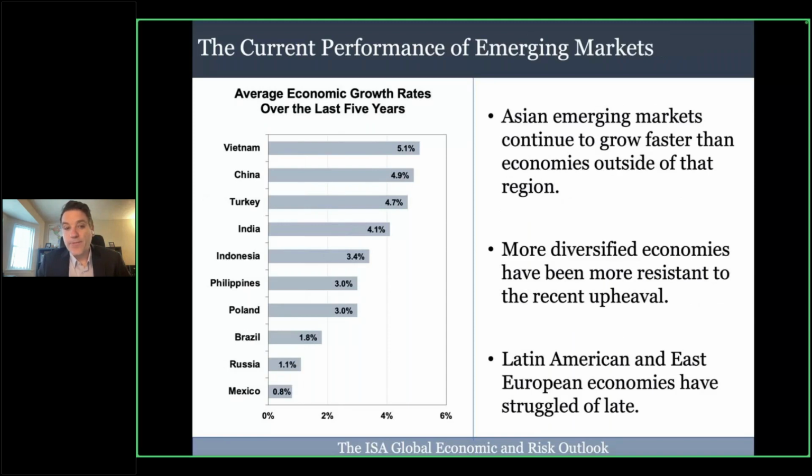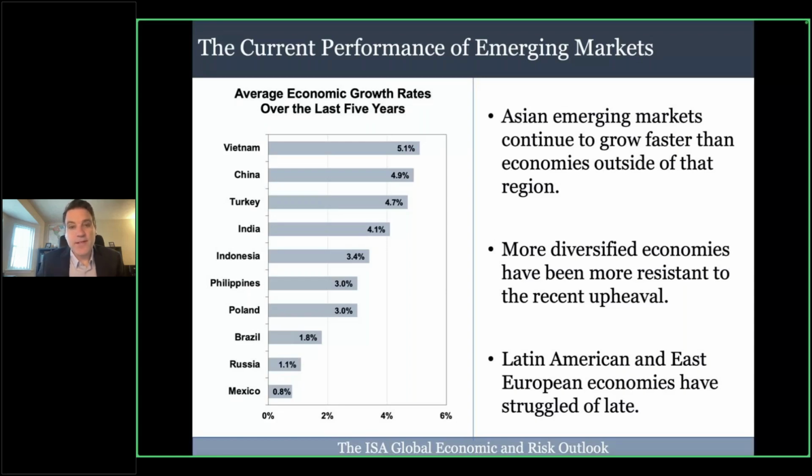If we look at emerging markets and their performance over the last 5 years, again, it's Asia that's growing faster than most other regions, but it's not growing as fast as it had. The disruptions caused by the pandemic and other factors clearly led to slower growth, not just in Asia, but in all emerging markets. It's been those emerging markets that have more diversified economies that have been more resistant to the turmoil of the last few years. As a result, economies such as Latin America have struggled mightily. Now, again, Latin American economies have shown some better results over the last 12 to 18 months, but still trail well behind most other emerging markets.